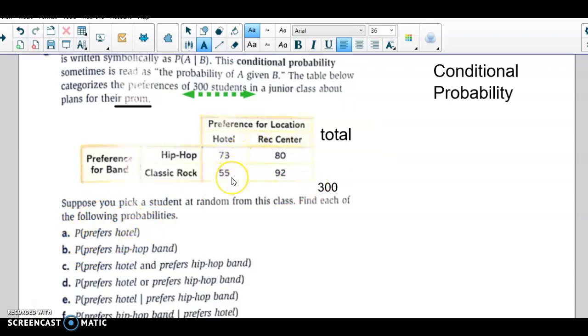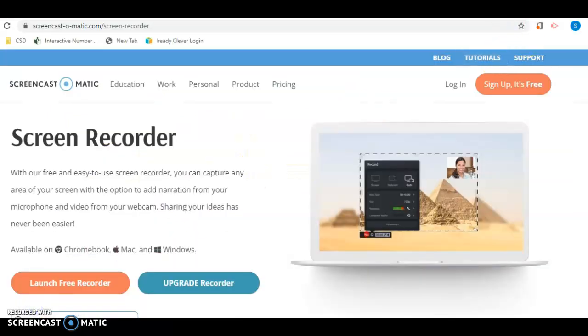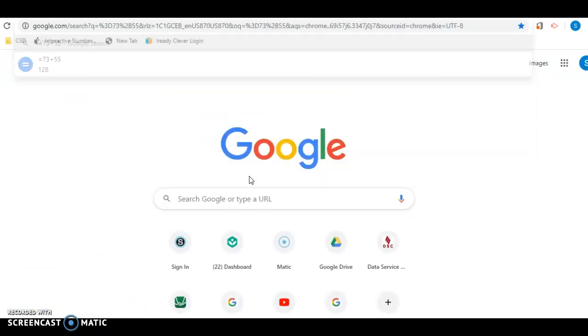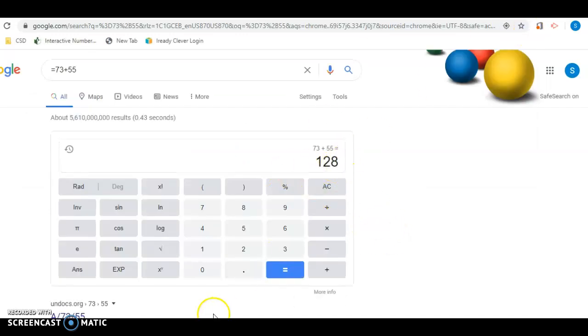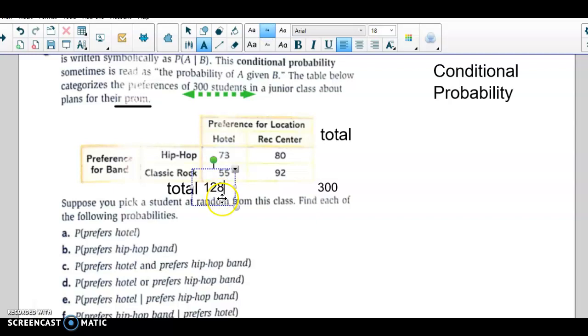So total number of students that prefer a hotel. Well, that's 73 and 55. So I think we need to do a little bit more math and add up these numbers. So 73 plus 55. What's that? So let me go to my Google. Okay, and let's say equals 73 plus 55. 128, okay, so my total here would be 128. So our probability that we prefer the hotel would be 128 out of 300, okay?